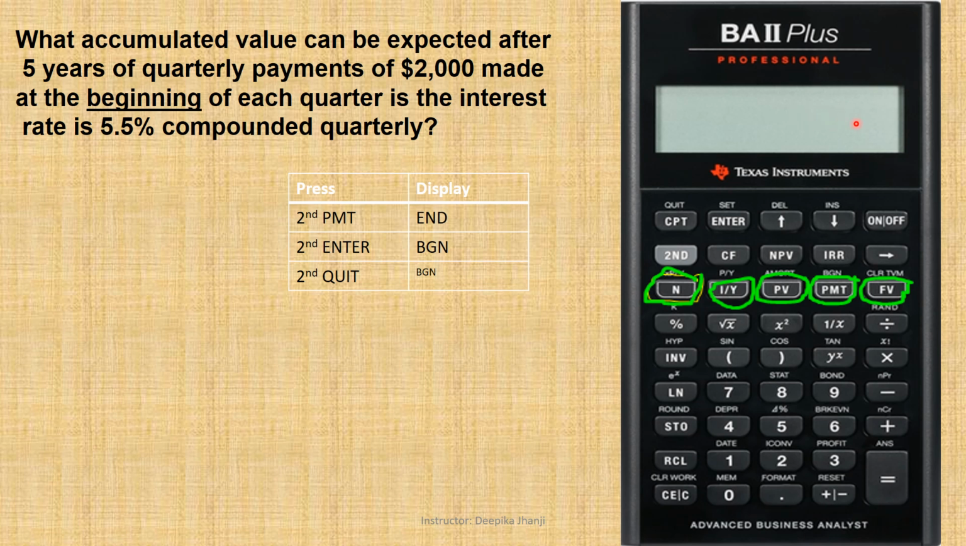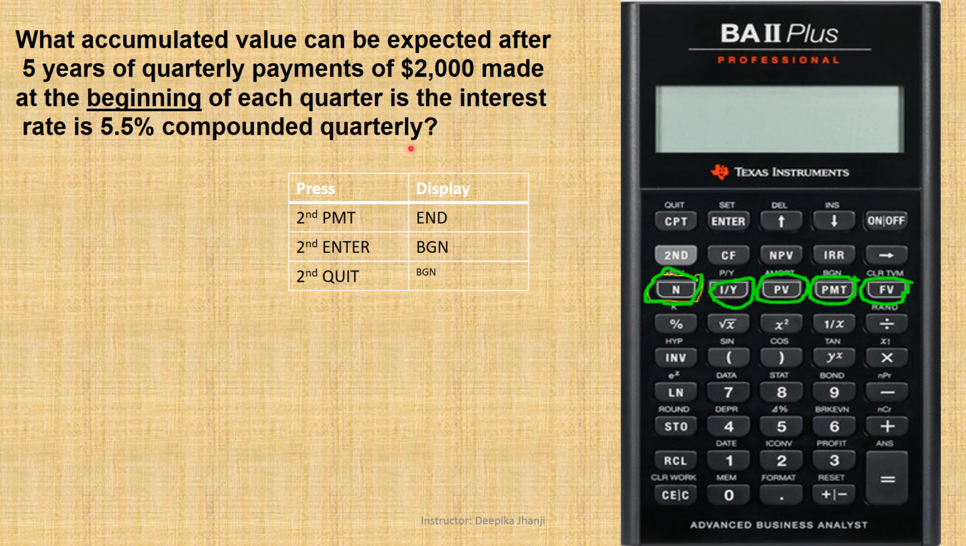So at this point you need to quit. For that you will use Shift and then quit. You will see a little icon of BGN here on your screen. BGN means beginning. If nothing is displayed here, that means your calculator is on end mode. So make sure in all questions of annuity due, you set your calculator at BGN mode.